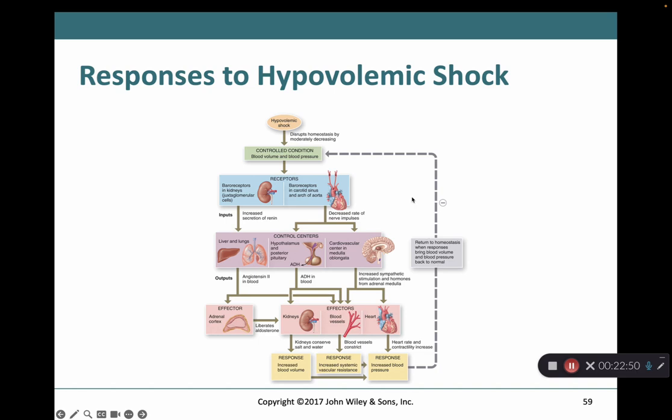Okay, and then once our blood volume and blood pressure go back to normal, we're back to our normal self, and we could turn all of these things off.